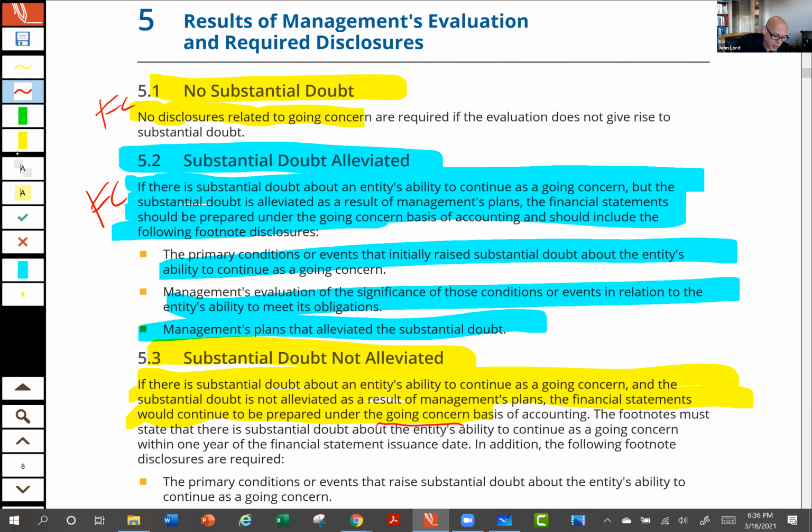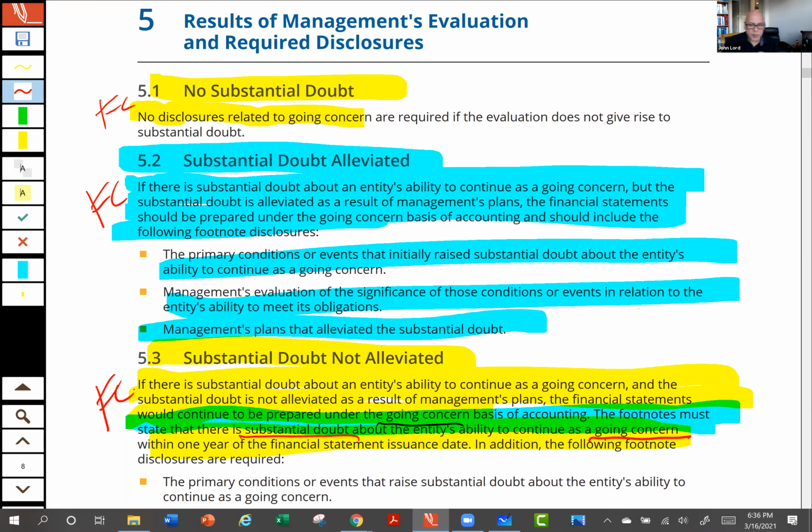You still prepare the financial statements under the going concern basis. And then here comes the footnote that discloses, hey, there's substantial doubt, and you have to have that word in there, about the entity's ability to continue as a going concern. Okay. All right. So that's about it. Not too hard. Flashcard that.